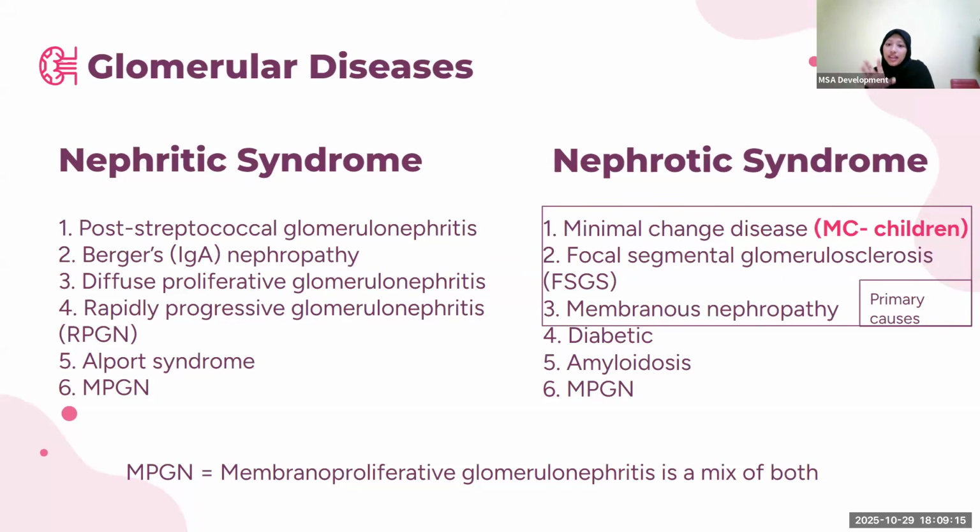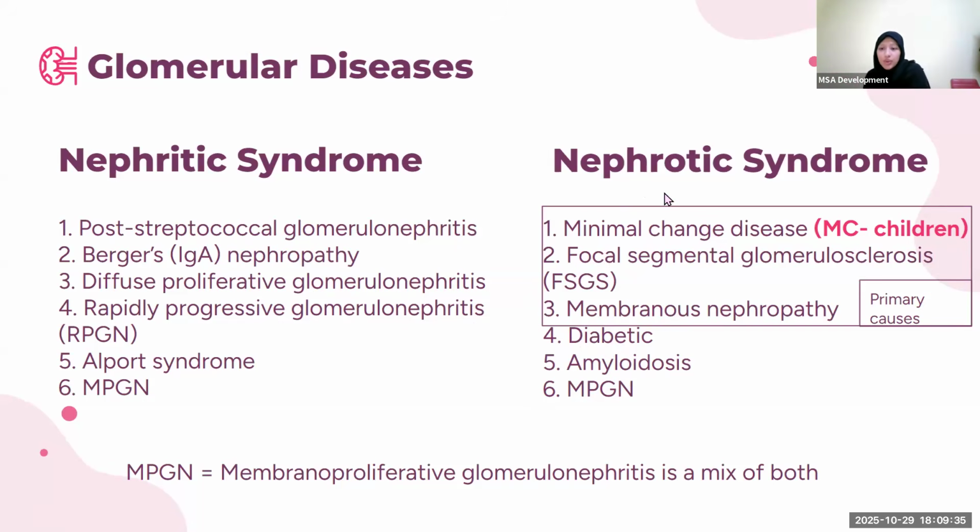It just happens to be in the kidney. There happens to be damage at the podocyte, right? The rest of the nephrotic causes are caused by something else. So things like diabetes, amyloidosis, which is accumulation of protein, and this one, membranoproliferative, which is a mixture of both.